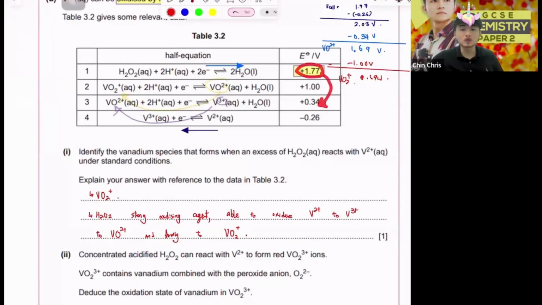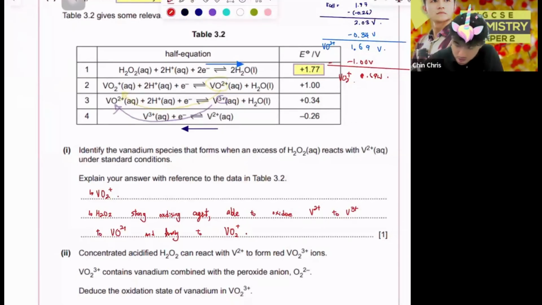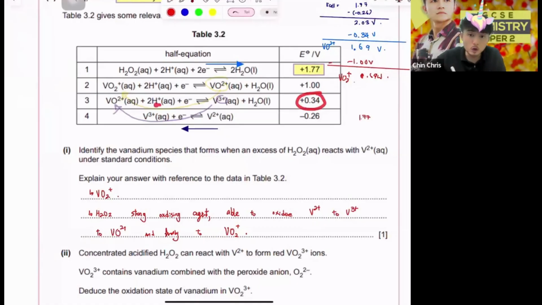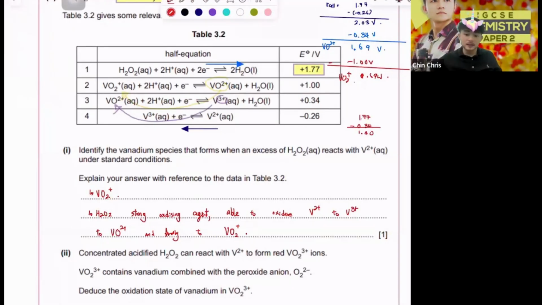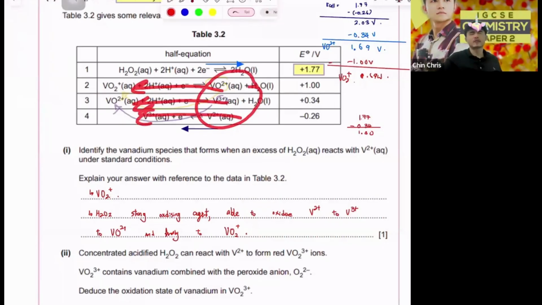Because for the first part, I'm trying to calculate your E cell. But to identify it, you can just use 1.77. This can also turn into VO2+, so it will go this way also. Because if you subtract it, you will still get a positive value. As long as the value is smaller than 1.77, then everything can get oxidized.